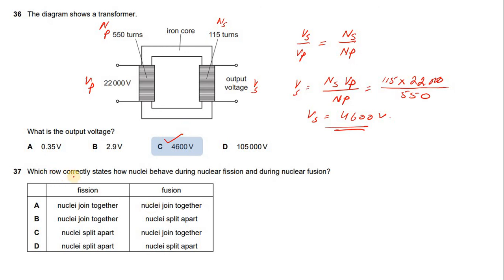Question number 37. Which row correctly states how nuclei behave during nuclear fission and nuclear fusion? Fission is the splitting of a large nucleus. Fusion is combining or fusing two lighter nuclei. So in fission, splitting occurs, so not joining, nuclei split apart, both are correct. And in fusion, nuclei join together, this is correct, this is wrong, the option is C.